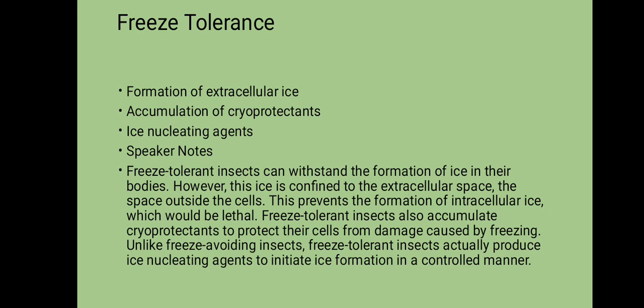Freeze tolerance strategies include formation of extracellular ice, accumulation of cryoprotectants, and ice nucleating agents. Freeze tolerant insects can withstand the formation of ice in their bodies. However, this ice is confined to the extracellular space, the space outside the cells. This prevents the formation of intracellular ice, which would be lethal.